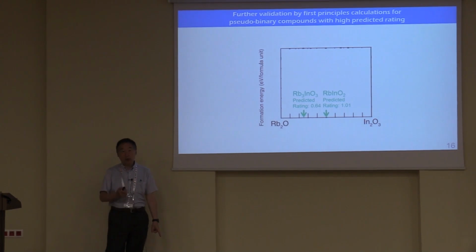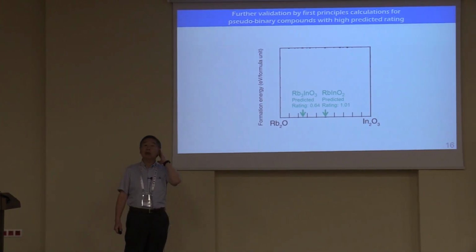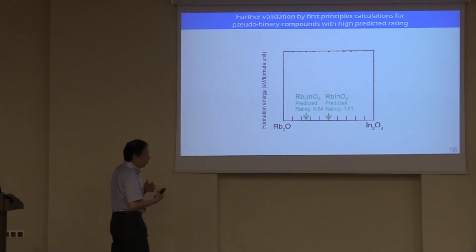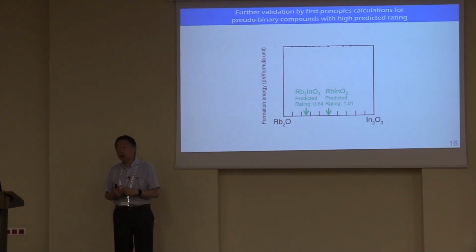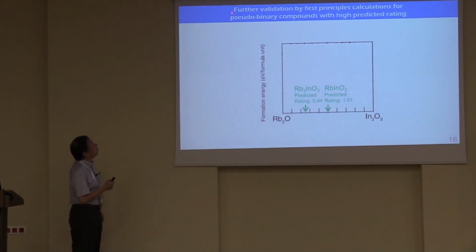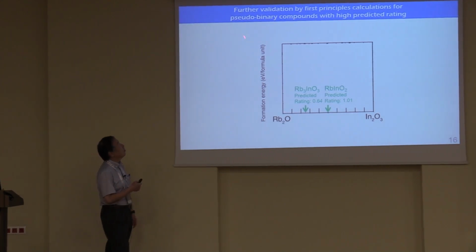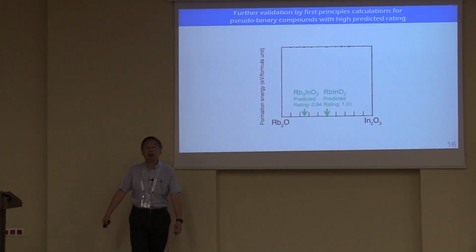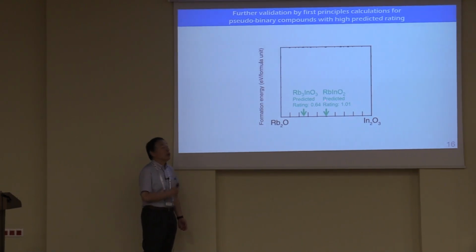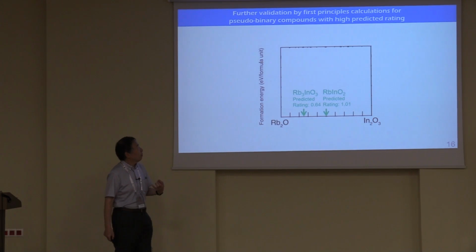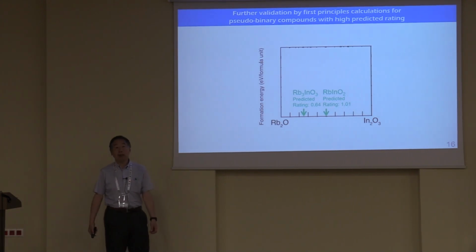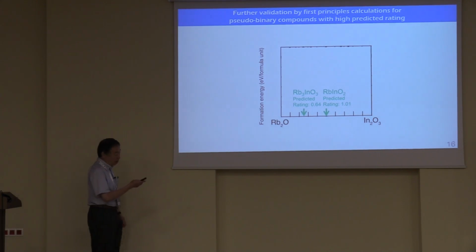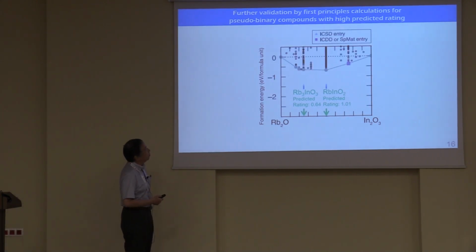So instead, we use first principles calculation to examine whether they are dynamically or thermodynamically stable or not. Because for us, first principles calculation is a kind of routine. This is a further investigation by first principles calculation for pseudo-binary compounds with high predicted rating. In rubidium oxide, indium oxide, we found two pseudo-binary compounds which show quite high predicted rate, but they were not yet reported by experiment. So we did systematic first principles calculation for this system.